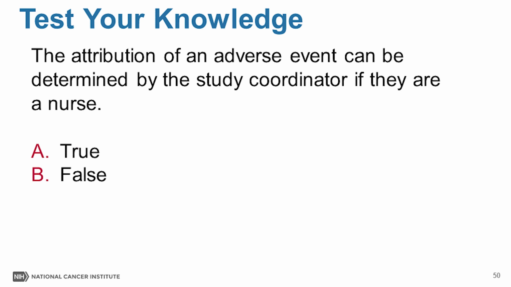The attribution of an adverse event can be determined by the study coordinator on the research team if they are a nurse. True or false? And the answer is false. The severity and relationship of an AE is completed by the PI or a provider designee, but not the study coordinator who may be a registered nurse. No matter how talented that coordinator is, the responsibility lies with the PI.